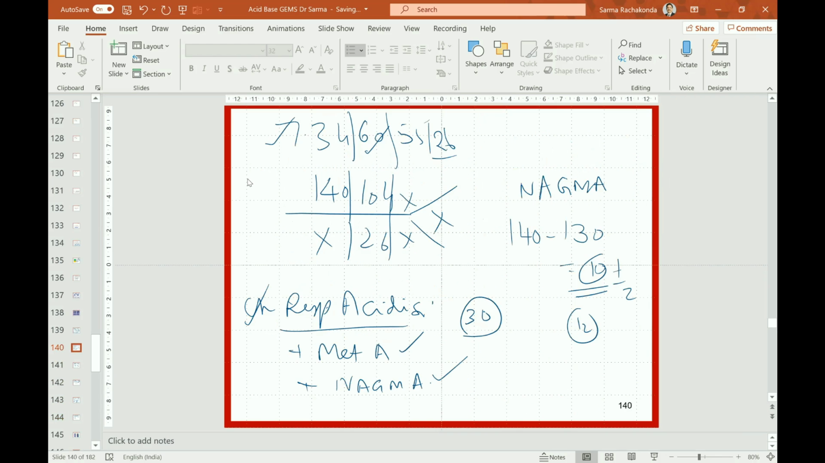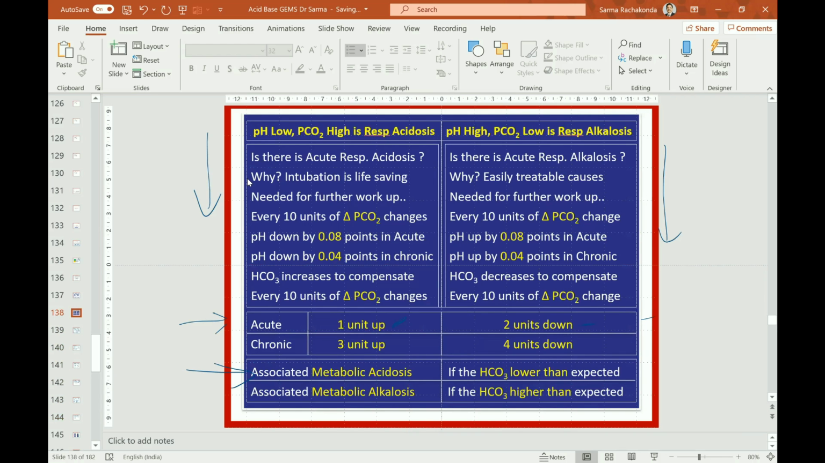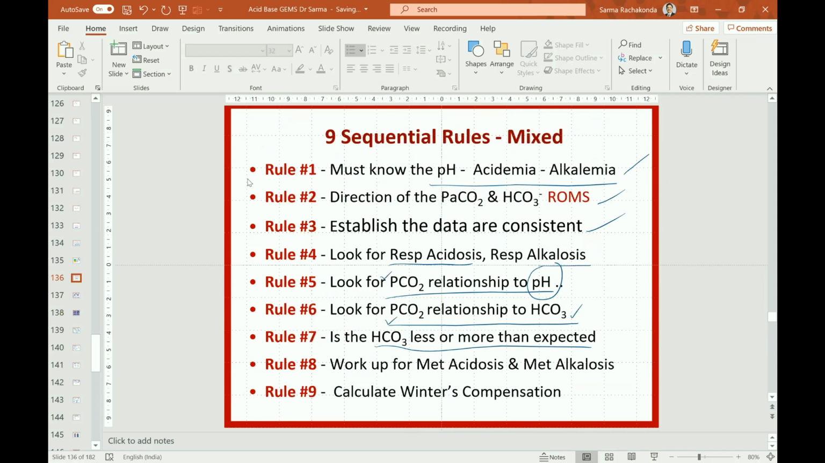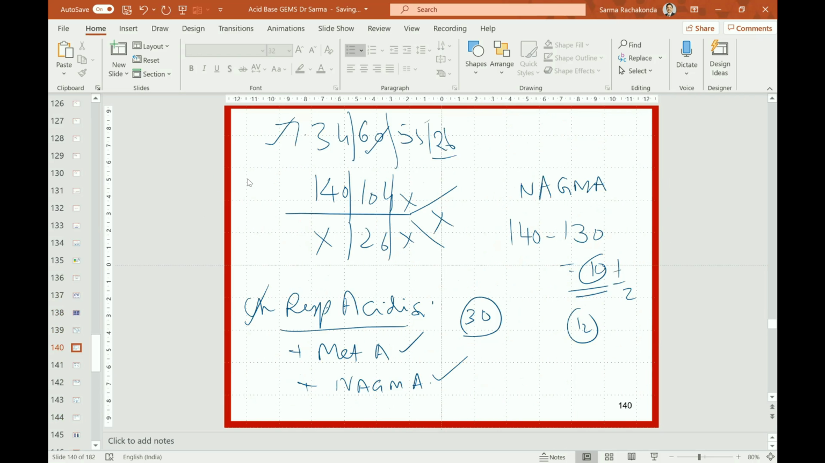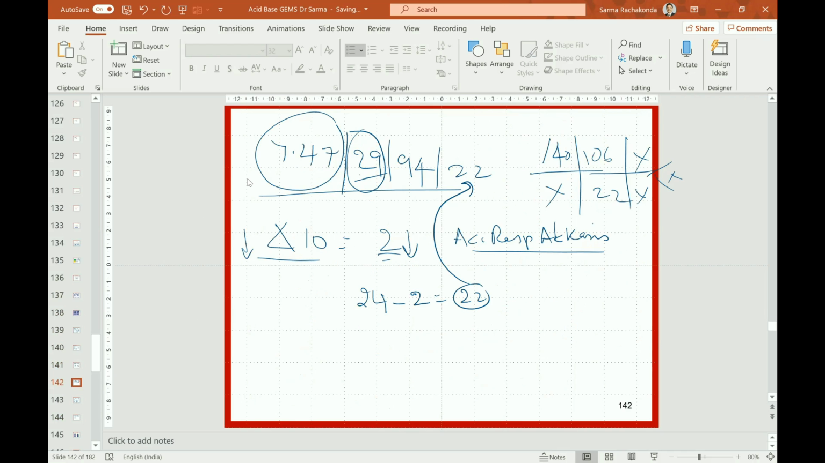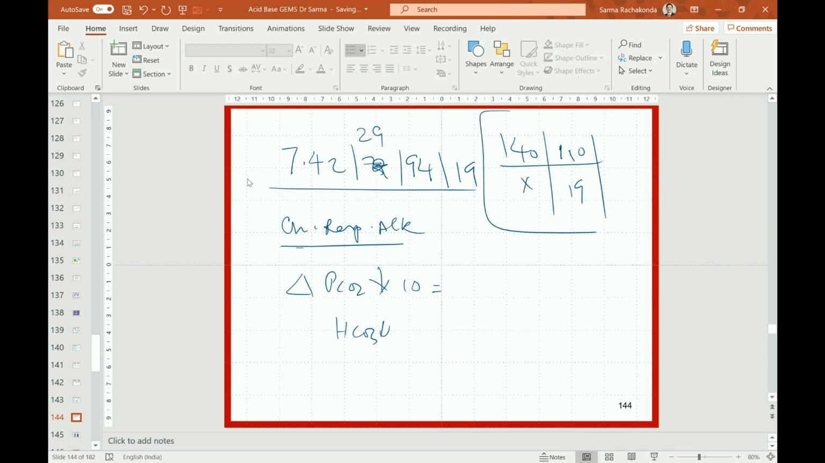Force. Okay, you remember this table. Go back to the table. It's a very systematic way of looking at it. For chronic respiratory alkalosis, the bicarbonate should be down by 4 units. So it is written as 4 units down.